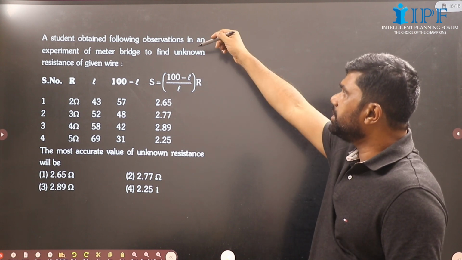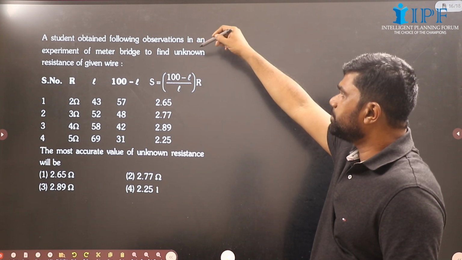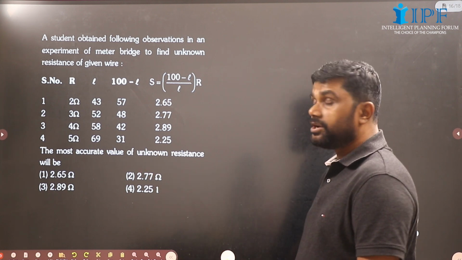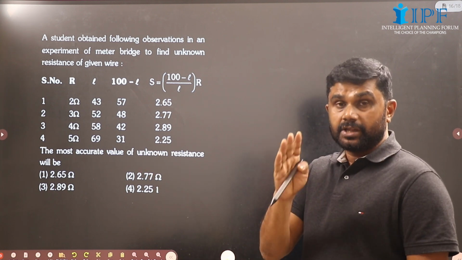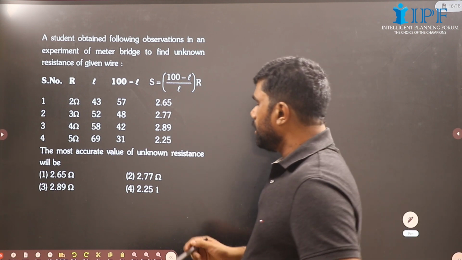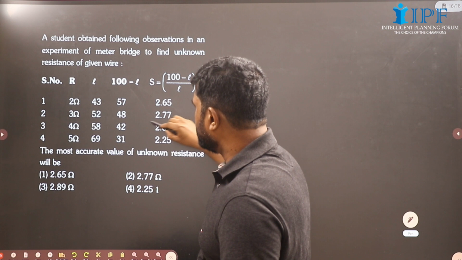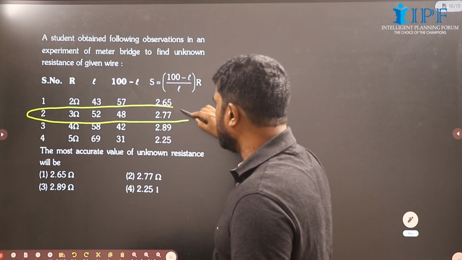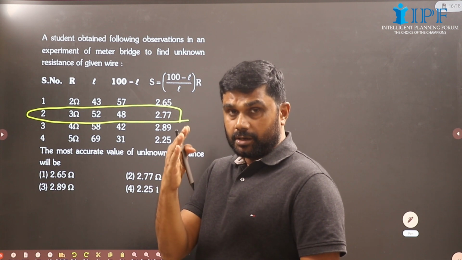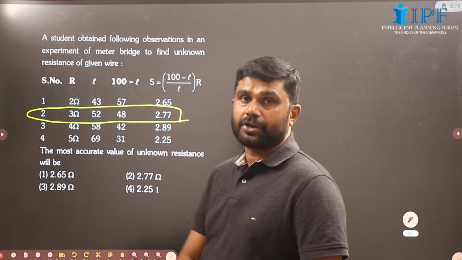A student obtained the following observations in an experiment of meter bridge to find unknown resistance. The most accurate value will be the one that is closest to the center of the wire. Which one? That is this one, because here the balance lengths are 52 and 48. Those two values are the closest to the center of the wire.